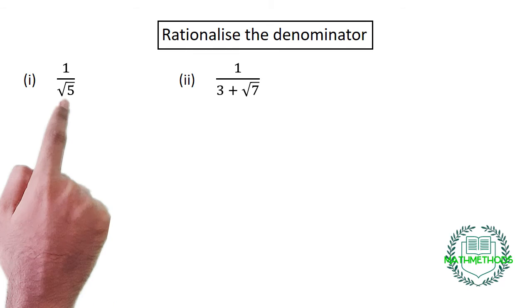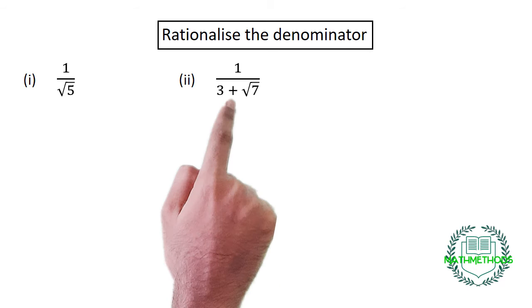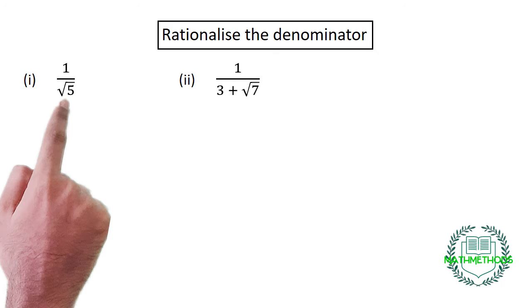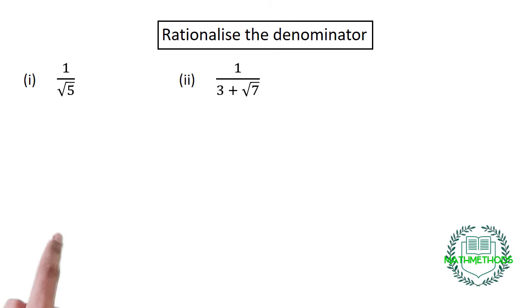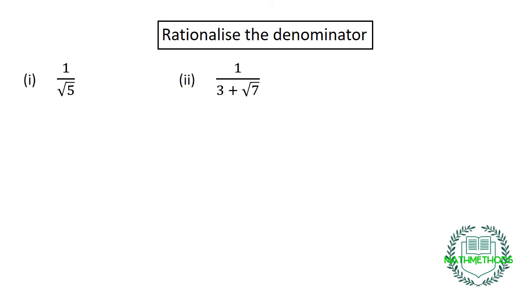Like in first example, the denominator is root 5, which is an irrational number. Also in second example, the denominator is 3 plus root 7, which is also an irrational number. So we'll learn to eliminate the radical signs. As you see, root 5 and root 7. The square root sign that you see here is called the radical sign. So how to eliminate these radical signs?